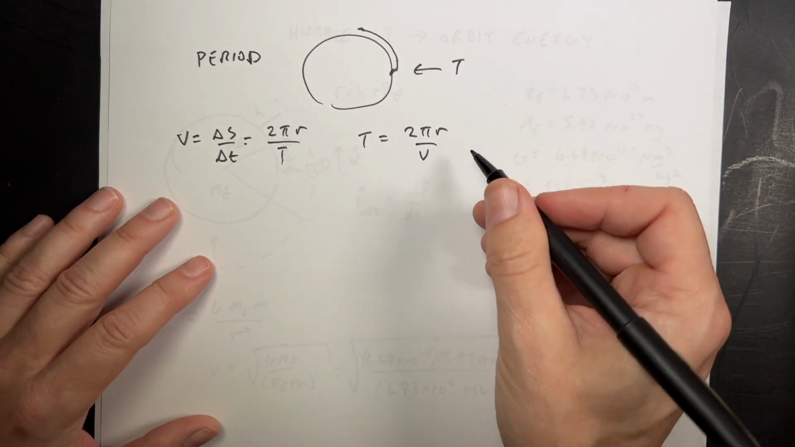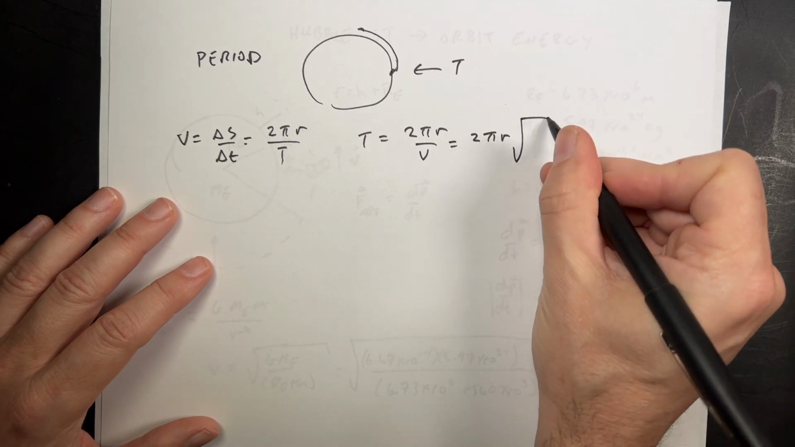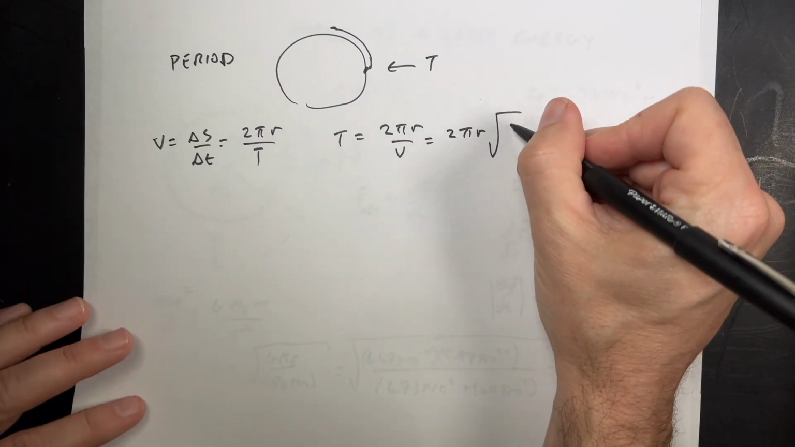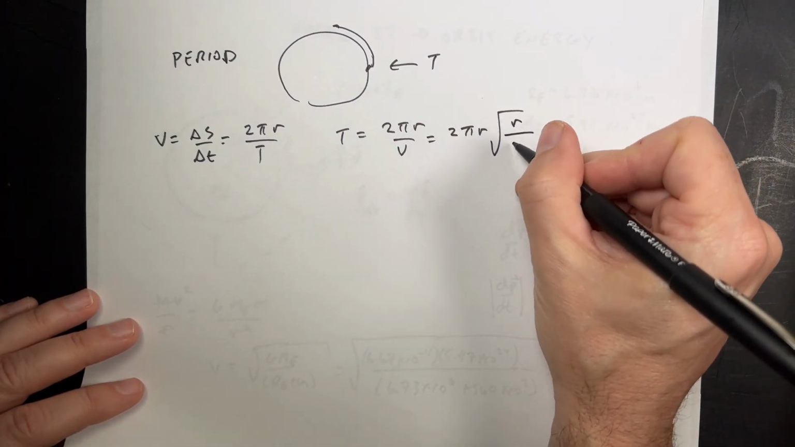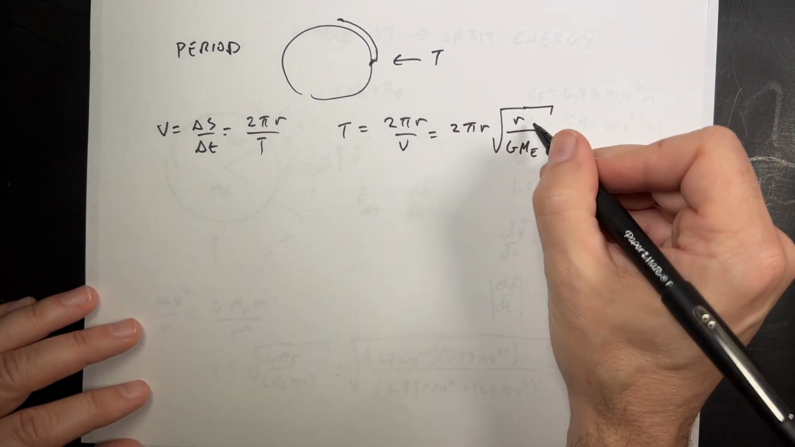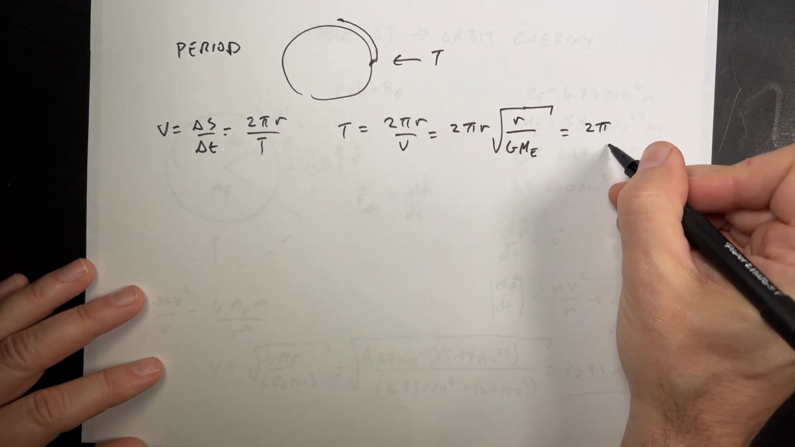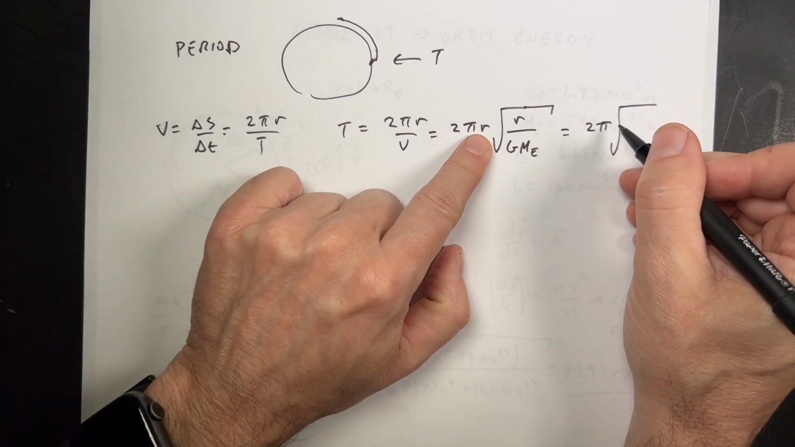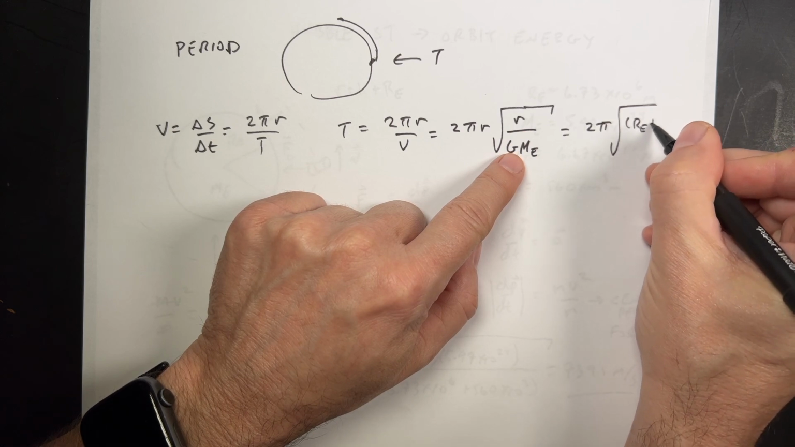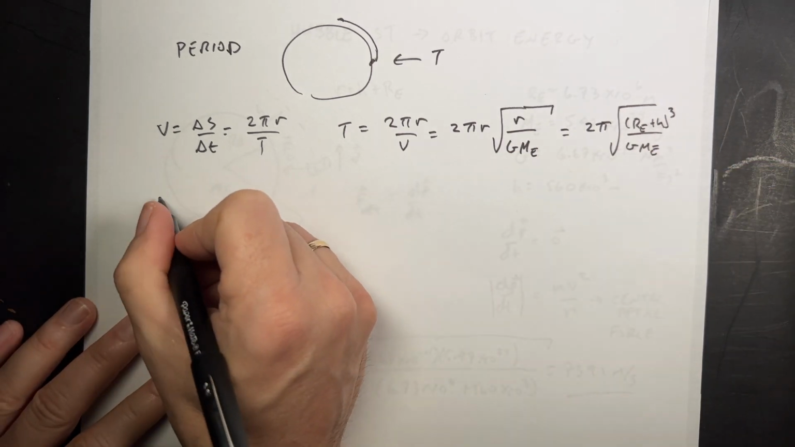I already have an expression for v, so I can write this as 2 pi r times the square root of 1 over v. It's going to be 1 over this, and I'm just going to write that as r over g times the mass of the Earth. Then I can bring the r in if I want to. You don't have to. So I get 2 pi times the square root of r cubed, and I can write this as the radius of the Earth plus h cubed over g times the mass of the Earth. So let's calculate that period.